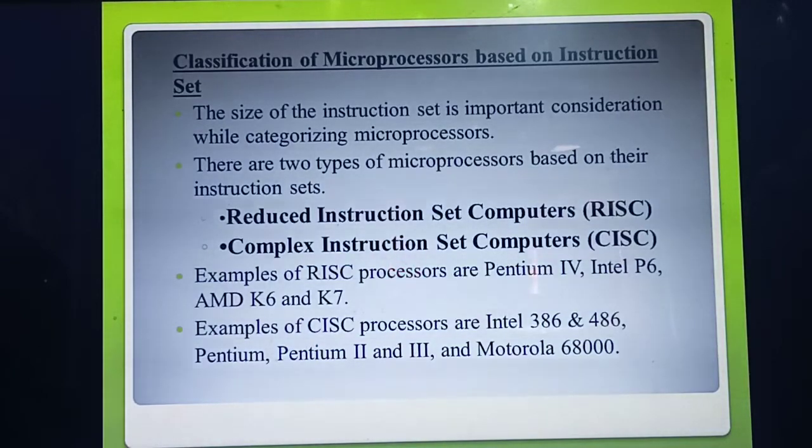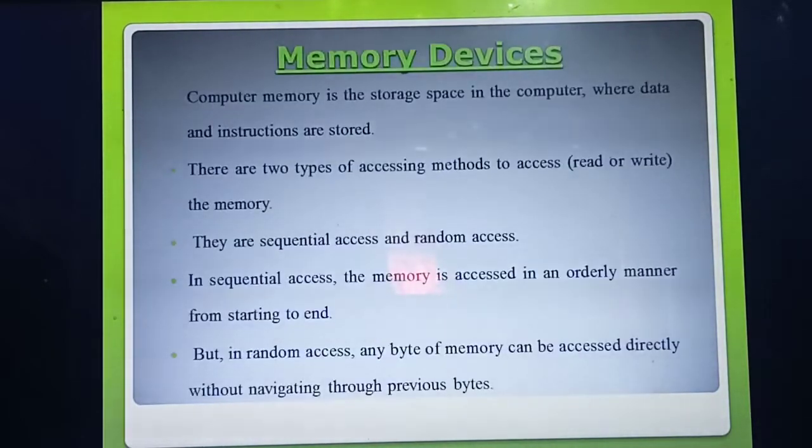For this 2-mark question you need to write what are the 2 types of microprocessor based on instruction set. Reduced instruction set, that is RISC, then complex instruction set, CISC. What are the examples for RISC? Pentium 4, Intel P6, AMD K6 and K7. Then what are the examples of CISC? Intel 386, 486, Pentium. Understood? So next one is memory device.